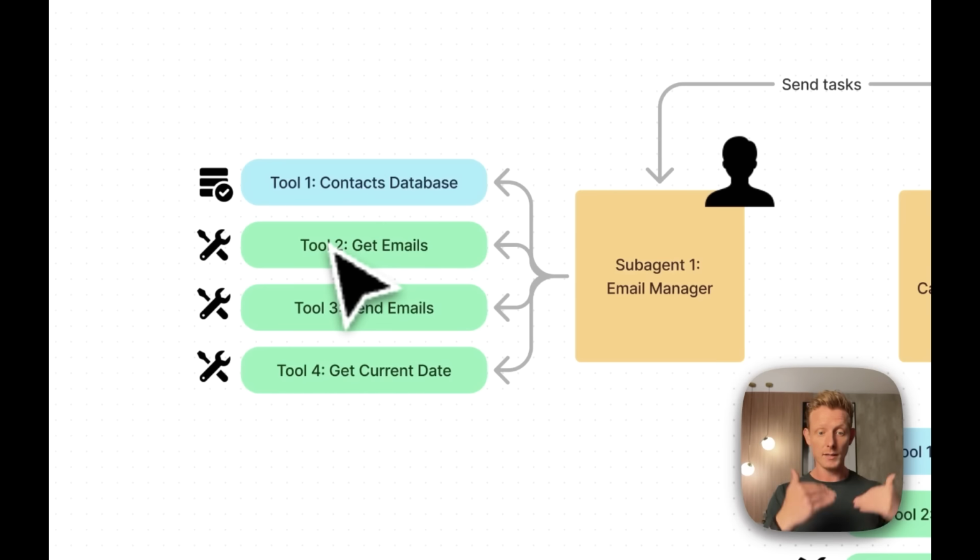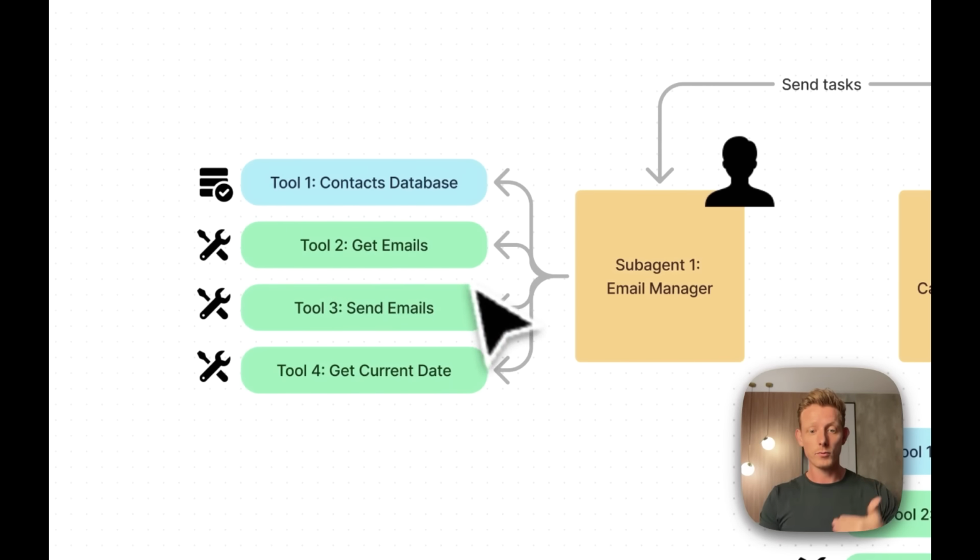The second tool is get emails. So you can get any email. You can get emails from specific people, from specific dates or specific timeframes, or he can get unread emails, things like that. Then we have tool 3, which is sending emails. And tool 4 is get current date. Sometimes you'll need to know what the current date is.